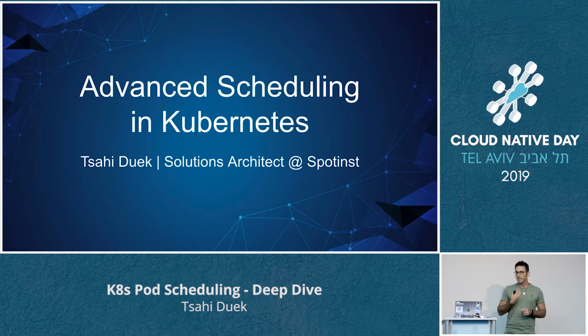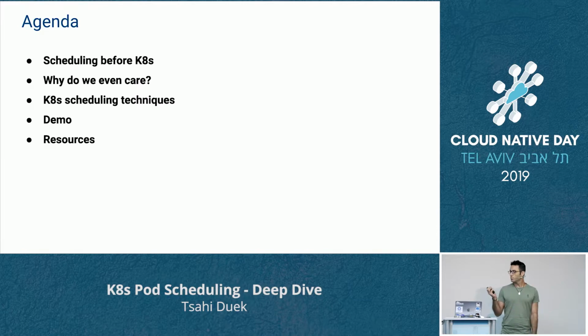So my name is Tsahi Duek. I'm a solutions architect from Spot, an infrastructure engineer and production engineer with a lot of experience in the production world. So we're going to talk about scheduling in Kubernetes.